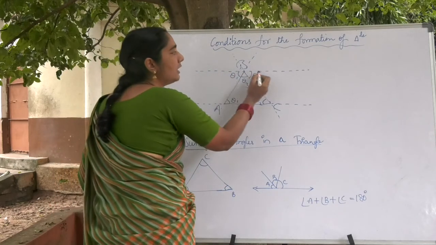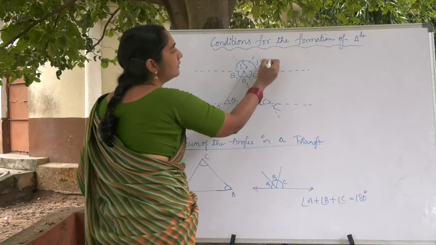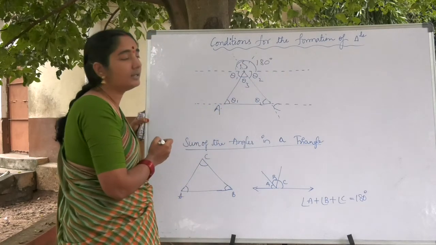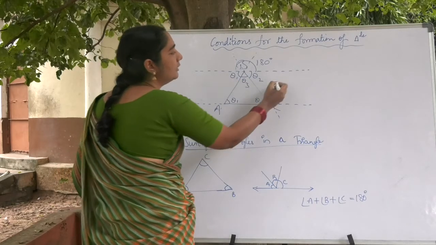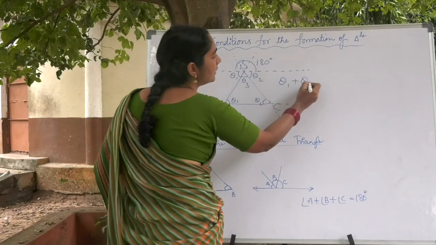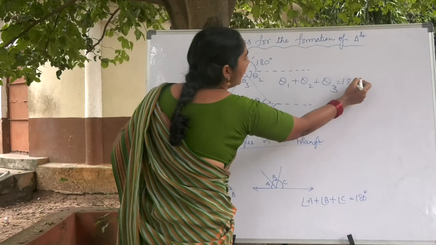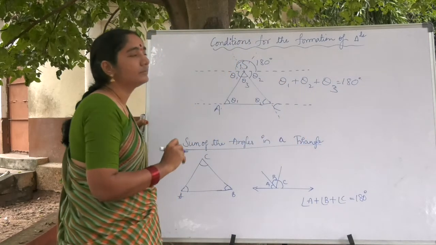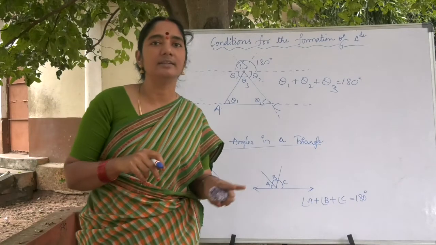In a particular straight line, this is a straight line. The angle in a straight line is equal to 180 degrees. So, the angle here is theta 1 plus theta 2 plus theta 3. So, in this particular case, theta 1 plus theta 2 plus theta 3 is equal to 180 because it is the angle made by a straight line. That is the reason why the sum of the angles in a triangle is equal to 180 degrees.